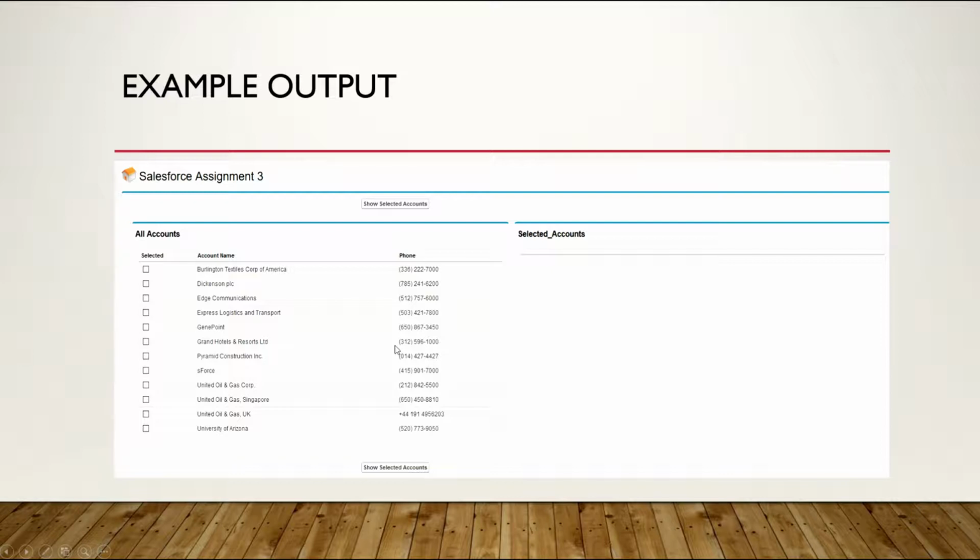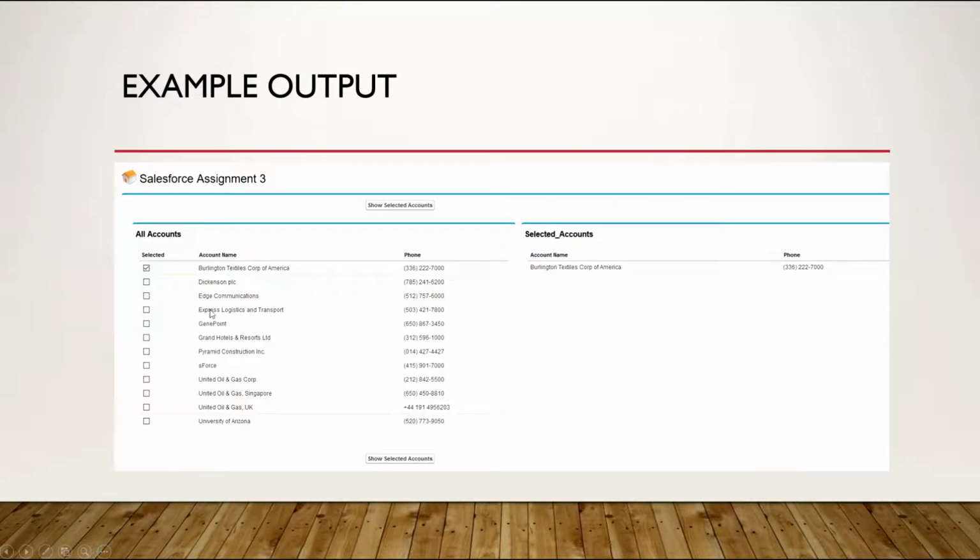So how we want this application to work is we want to first go into this application, select a checkbox, and press this button, Show Selected Accounts. Once we do that, the accounts that we select in this left table will be populated in this right table called Selected Accounts. As you can see, an account has been selected, and then the details associated with this account have been added to this table on the right. It's pretty straightforward.